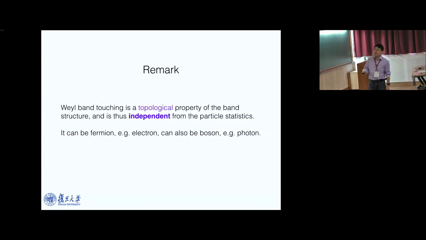That means this Weyl band touching, this Dirac band touching, these topological band structures of electrons can also be realized, at least some of them, in the excitation spectrum of a magnetically ordered system. For instance, it can be applied to photons, to magnons, to phonons, etc.